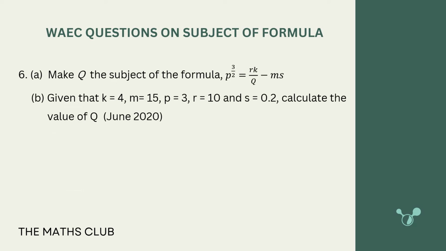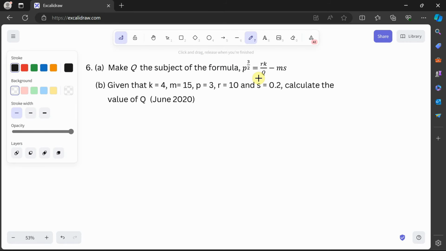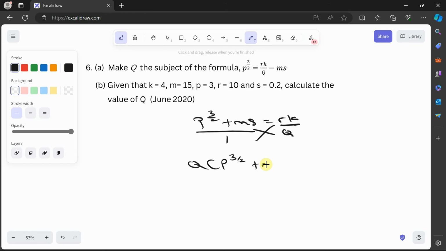Welcome back. Let's solve it together. So if I wanted to make use of the formula, I could just say p raised to the power of 3 over 2, take over this minus this, so that will be plus ms is equal to rk all over q. Then if I cross multiply, you know, like saying all over 1, this will be q open brackets p raised to the power of 3 over 2 plus ms close brackets is equal to rk times 1 is rk.